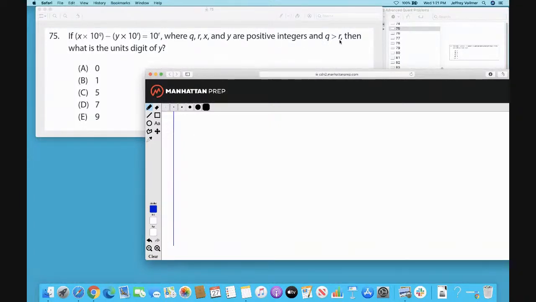Okay, they're all positive integers, Q is bigger than R, so no real funny business going on here. All right, so when I see things with different bases, well, actually, I see things with the same exponents here, so let me try and get those on the same side. X times 10 to the Q equals 10 to the R plus Y times 10 to the R. Okay, I gotta figure out the unit digit of Y. I'm gonna go ahead and factor out 10 to the R here. And that's 1 plus Y. And that's equal to X times 10 to the Q.